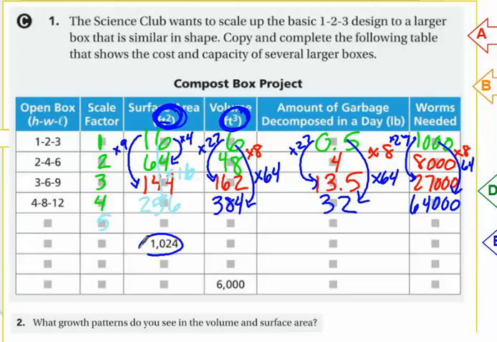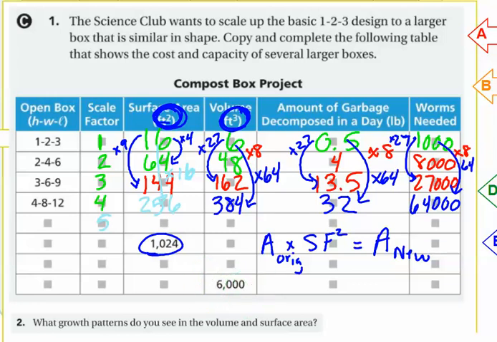Here's where they are trying to trip us up, is that we have these other ones that are found in here. And we need to figure out how to find the scale factor and the dimensions. So what we're going to do is we're going to work backwards. And we know that the area multiplied by the scale factor squared, the area of the original, will give me my new area.